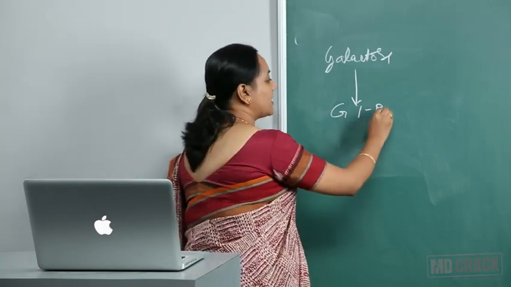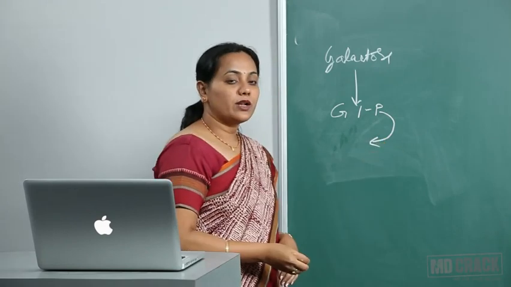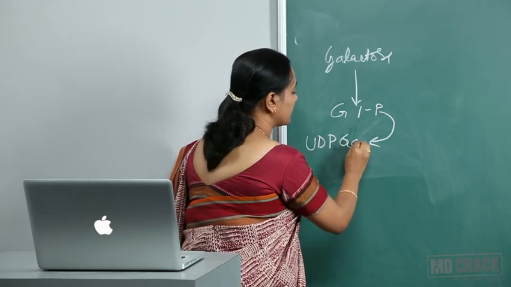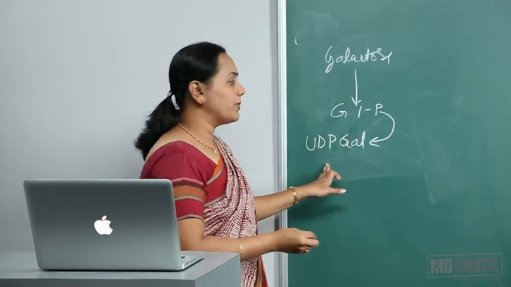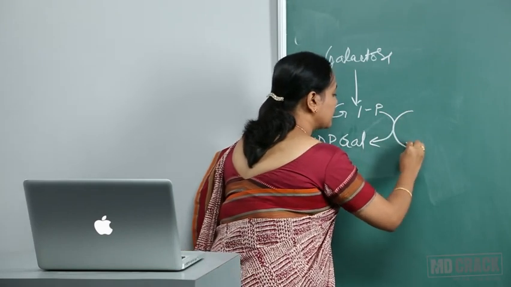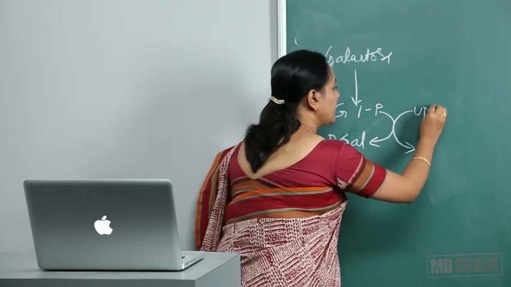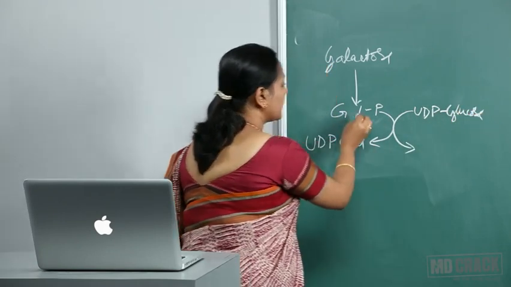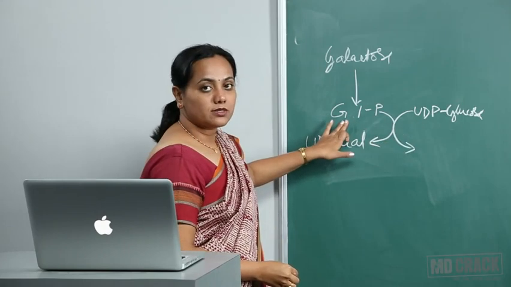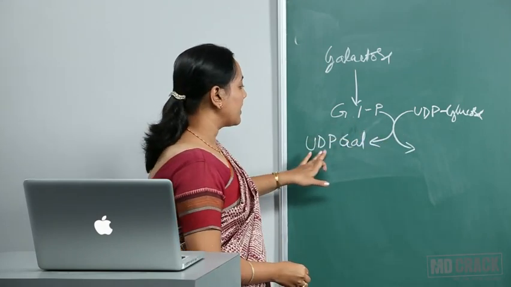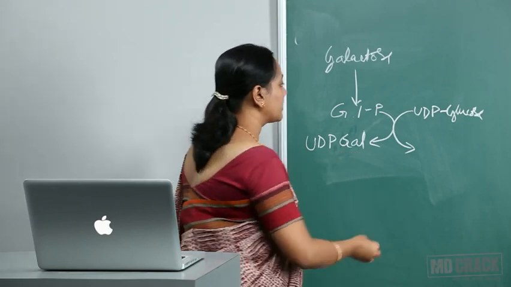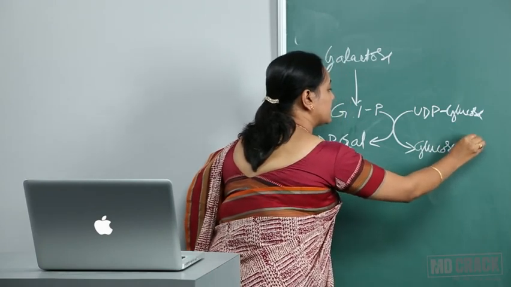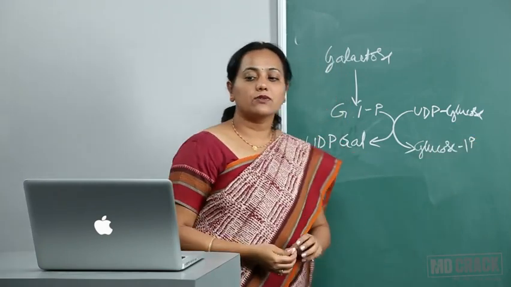What exactly is done is galactose 1-phosphate is converted into UDP galactose. So it means it requires UDP. From where did it come? UDP galactose came from UDP glucose. UDP glucose will donate its UDP to galactose 1-phosphate and convert it into UDP galactose, and this will form glucose 1-phosphate, which can be further metabolized.